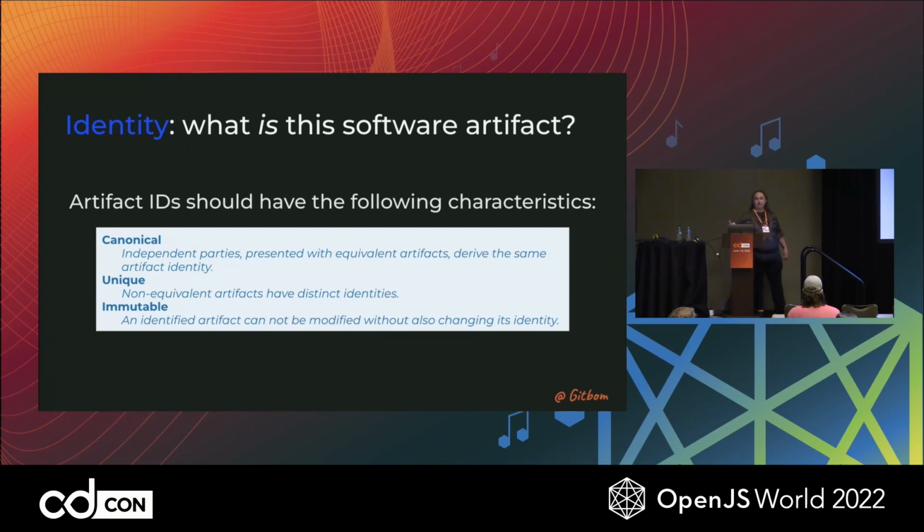The second is uniqueness. Non-equivalent artifacts should have distinct IDs. That's back to the problem with Ed as an identifier. It's not unique. Many people are named Ed. And then the last thing you'd like it to be is immutable. You don't want it to be the case that identifiers change over time. If I've got a set of artifacts, I would like it to be true that if I change the artifact at all, I get a different identifier.